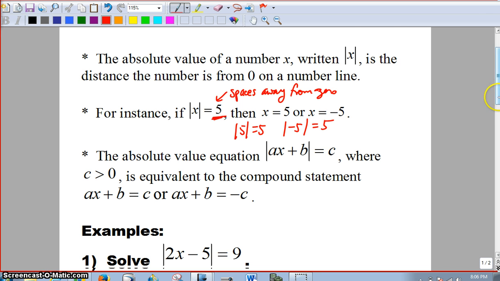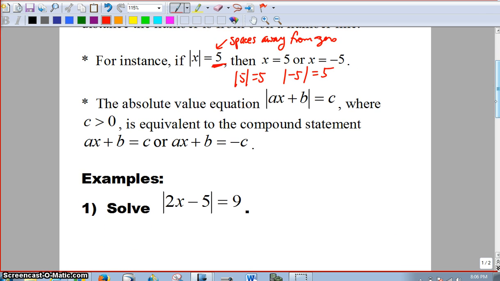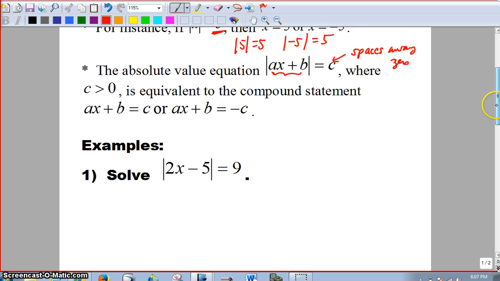So we can use this in order to solve any absolute value equation. For the absolute value equation, the absolute value of ax plus b is equal to c, that means that this number right here, whatever ax plus b is, has to be c or negative c, because this number is how many spaces away from 0, c spaces away from 0. So the only two things that are c spaces away from 0 are c and negative c. So let's look at some examples.